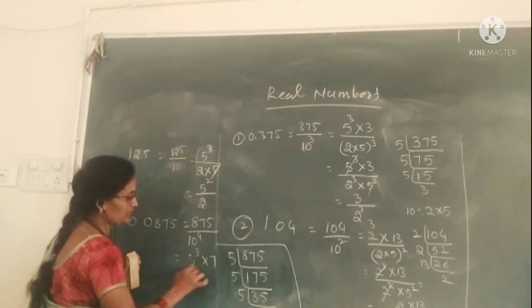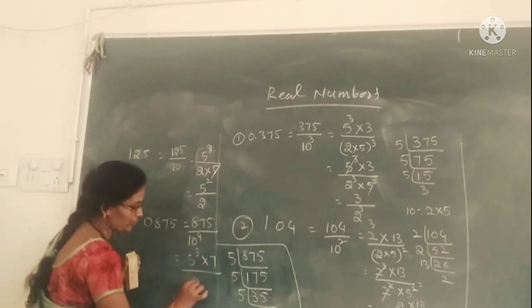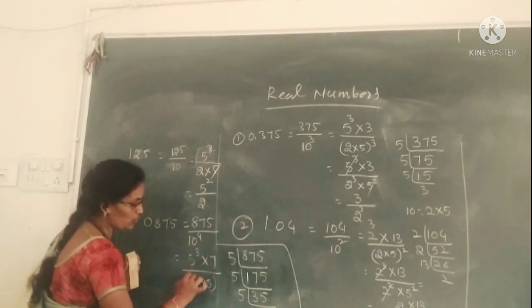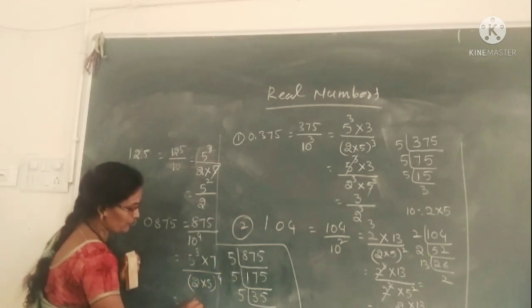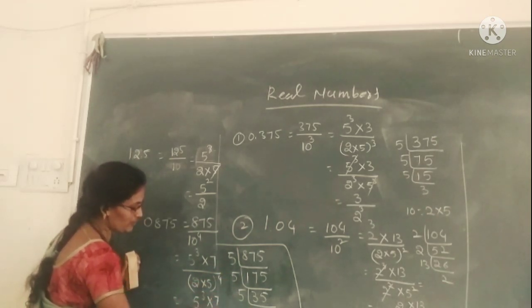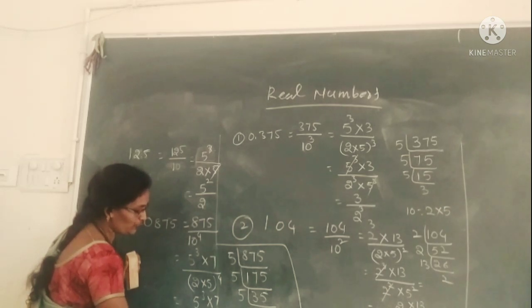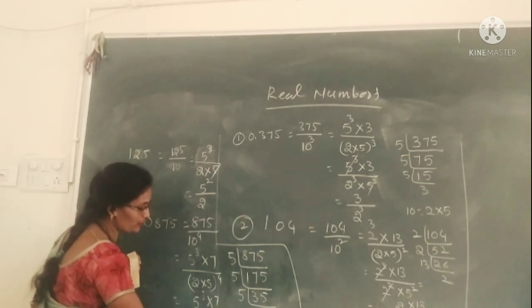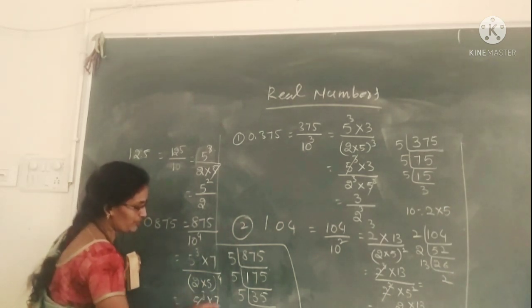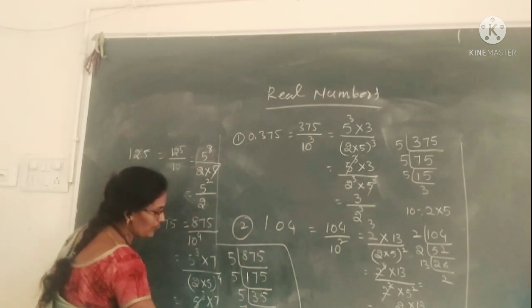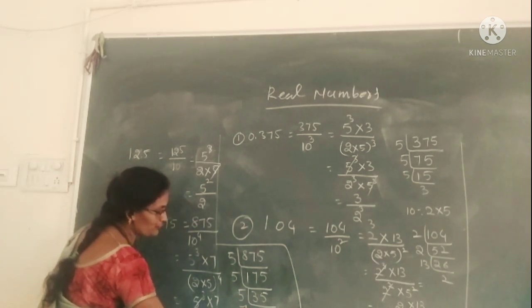3 into 7 by 2 into 5, to the power of 4. Then 5 to the power of 3 into 7 by 2 to the power of 4 into 5 to the power of 4. Then 5 again cancels. Then 7 by 2 to the power of 4 into 5.